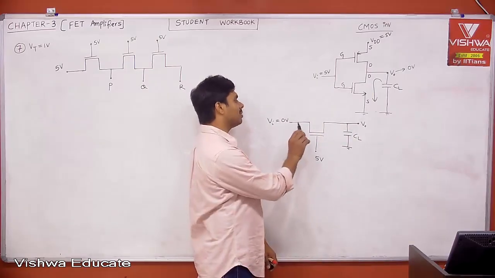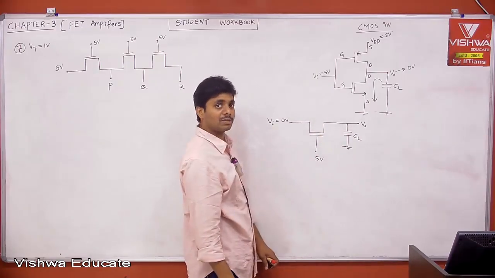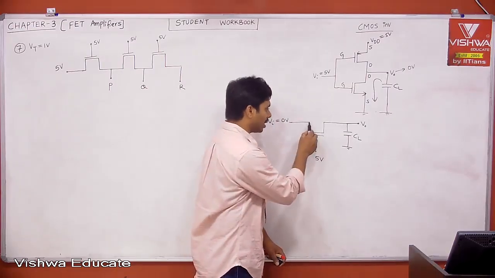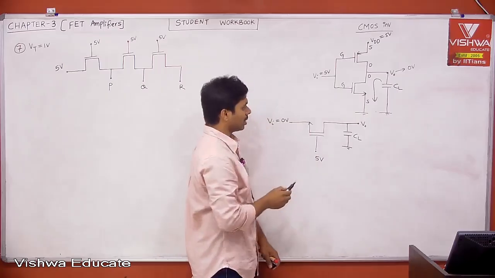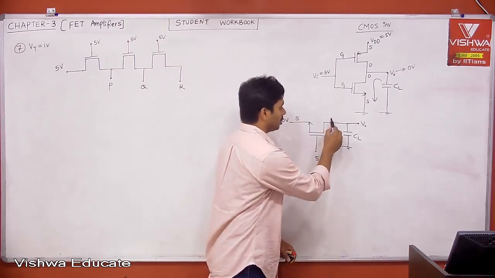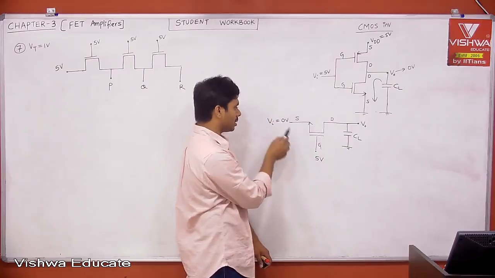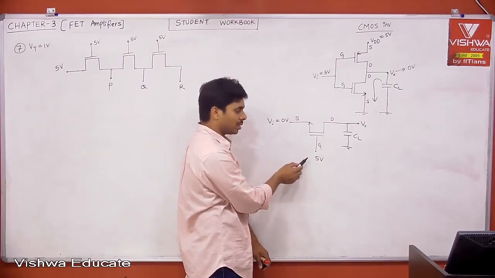Why? The terminal with the lower potential is always the source. Here this is 0, the lowest voltage, therefore you can treat this as the source. Now this is source, this is drain, this is gate. Now tell me, what is VGS? VGS is 5 volt. That is fine.